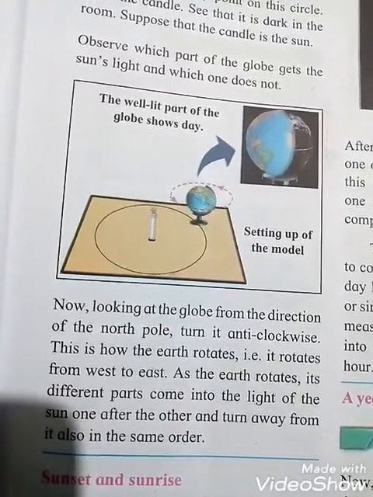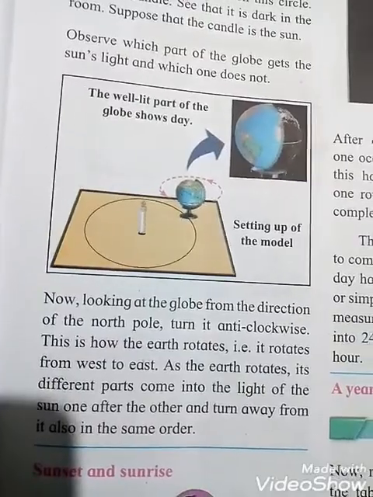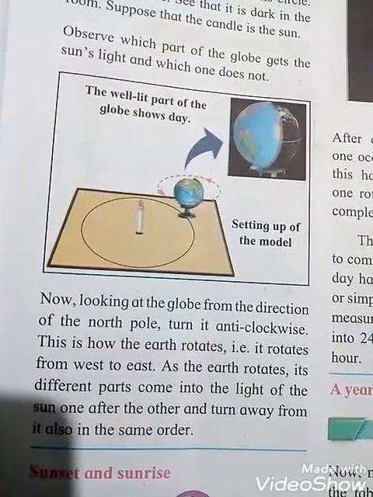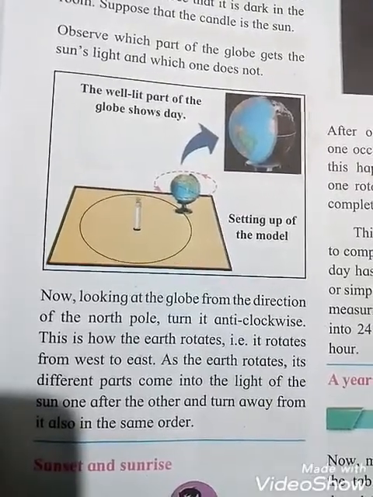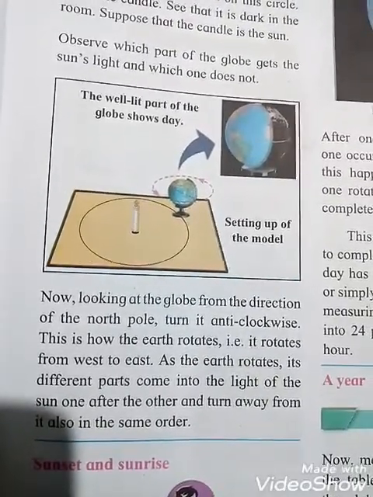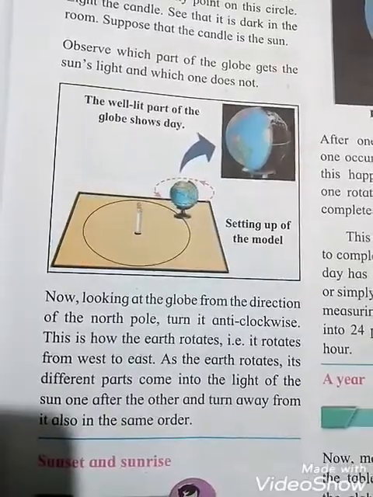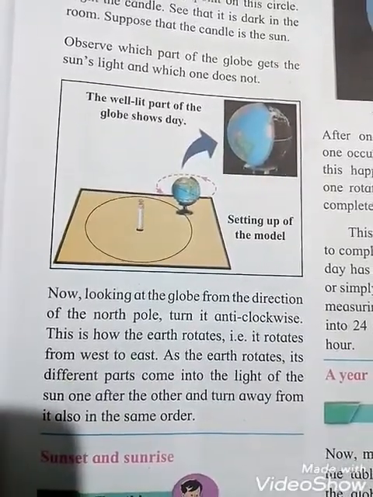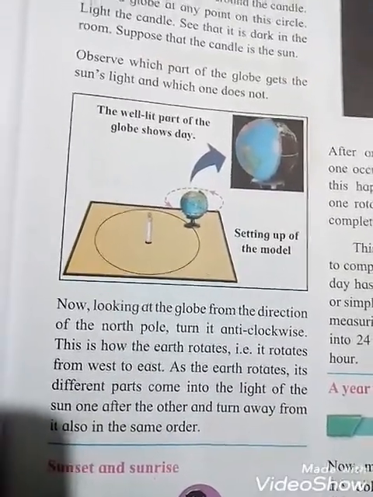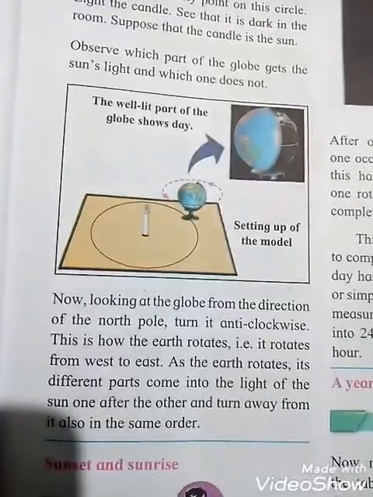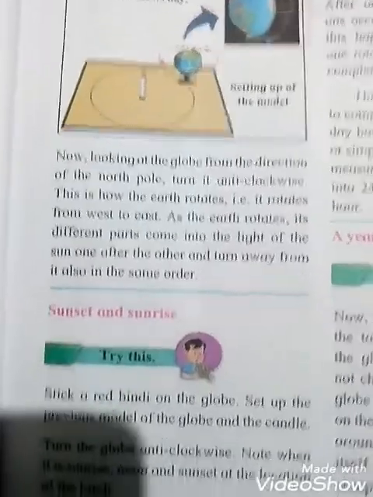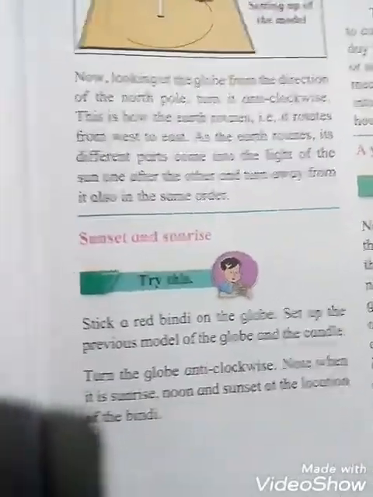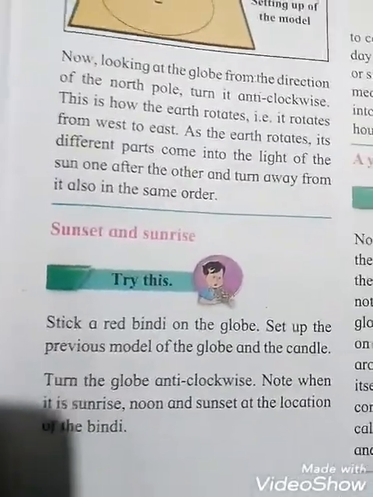As the earth rotates, its different parts come into the light of the sun. So this way, as the earth rotates, its different parts come into the light of the sun one after the other and turn away from it also in the same order. See students, sunset and sunrise, this is also activity based.